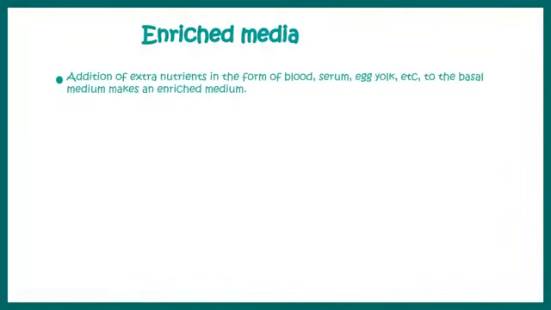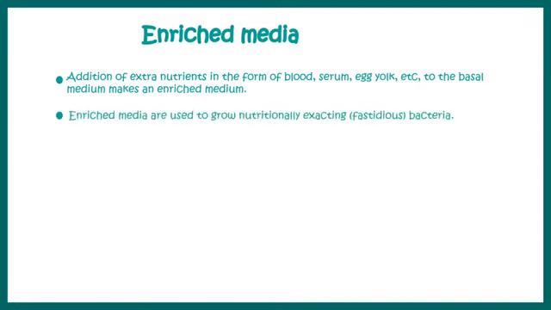Let's talk about enriched media. As the name suggests, there are additional nutrients added in this media, such as blood, serum, egg yolk, etc. So enriched media is kind of like a basal media, that means the minimal requirement for growth: carbon source, nitrogen source, salts, etc. Along with that, some goodies are added to this particular media. Since several goodies are added, these are useful to grow nutritionally demanding or nutritionally exacting bacteria, such as fastidious organisms.